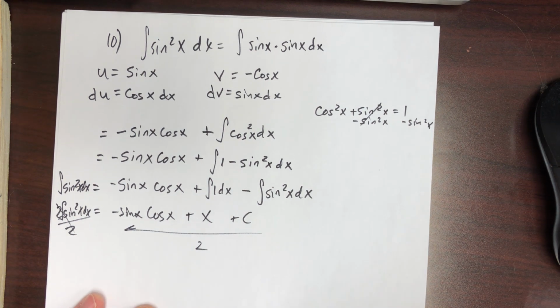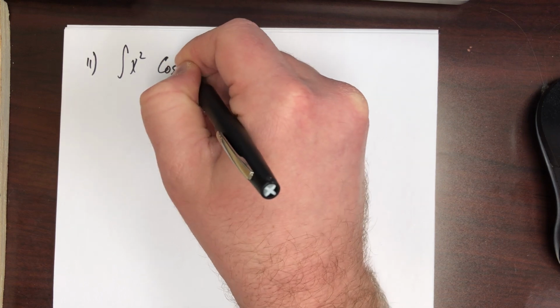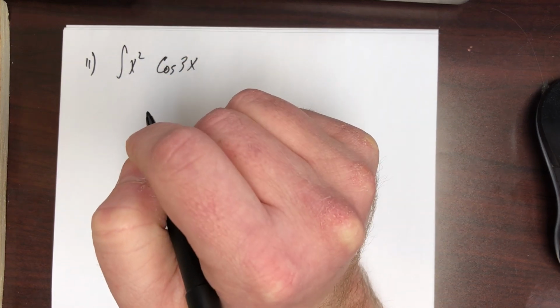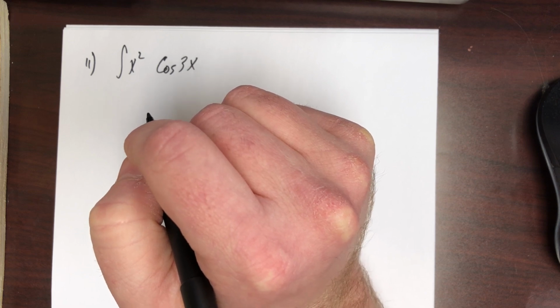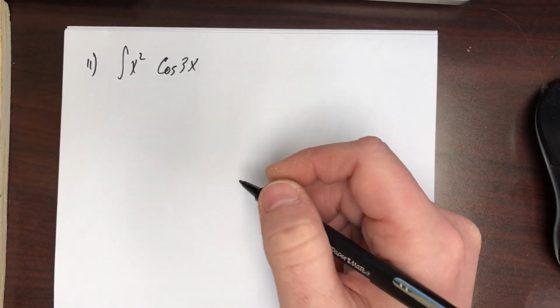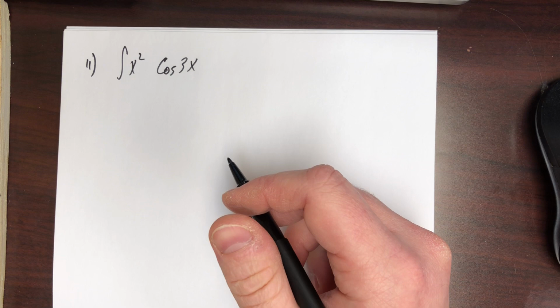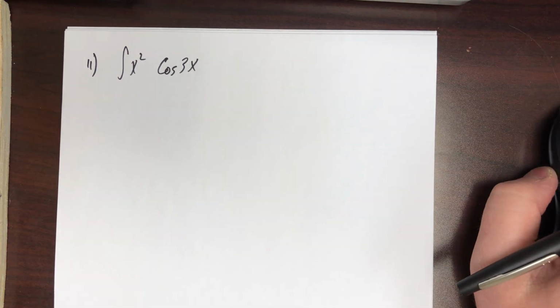All right, let's see what's next. X squared cosine of 3x. All right. Okay, so this is nothing new, but there is a way to do something called the tabular method. It's a visual organizer, saves you some space, saves you some time as well.